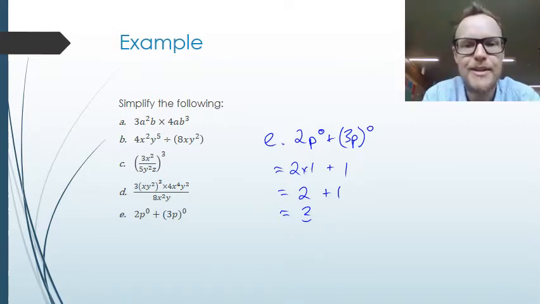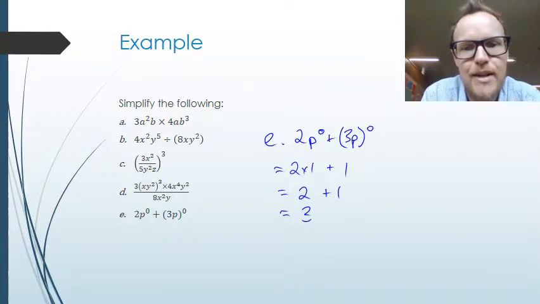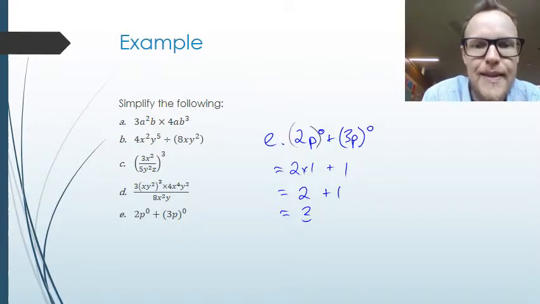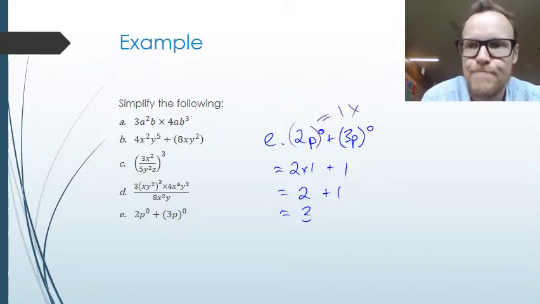So the initial p to the power of 0, that's equal to 1, but there's still the 2 at the front. There's no brackets around it. If there were brackets around the 2p, then that would equal 1, the whole thing. But it doesn't, because it's 2 times p to the 0. Okay?